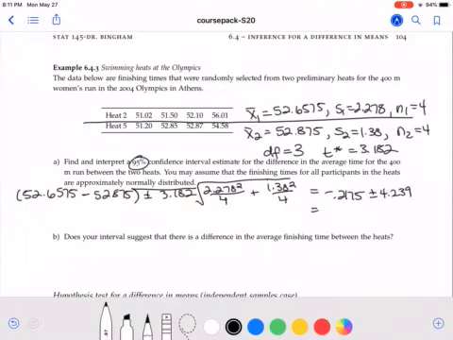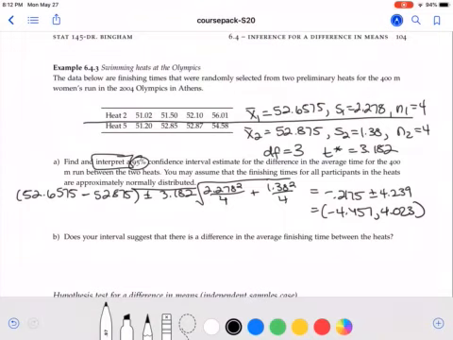So what we could say here is that we are 95% confident that the difference in the population mean finish times for the two heats is somewhere between negative 4.457 and positive 4.023. So that would be our interpretation there.